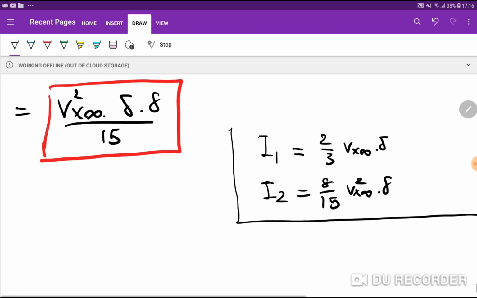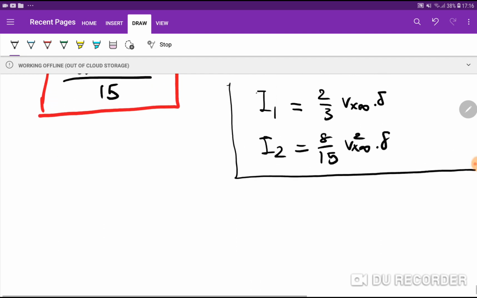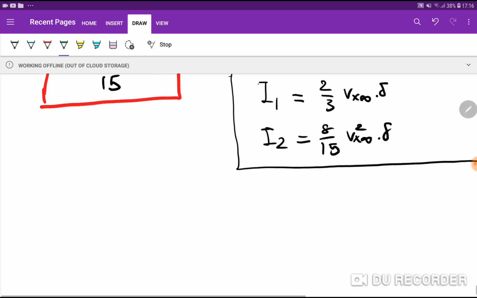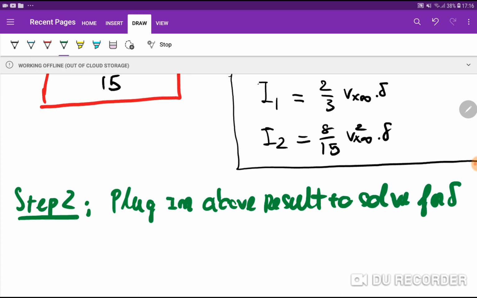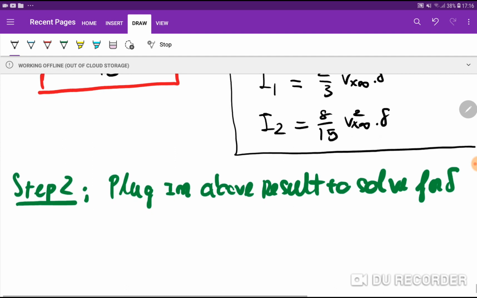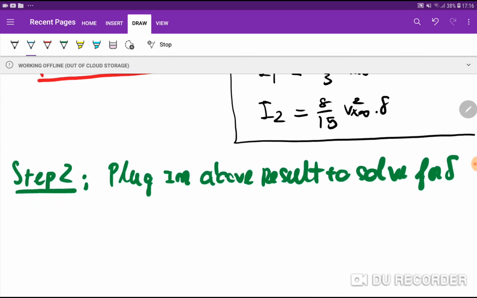Okay, so the next step I would say is step 2: plug in the above result to solve for delta. Okay, so from 8.4, what did we get? What's the equation?